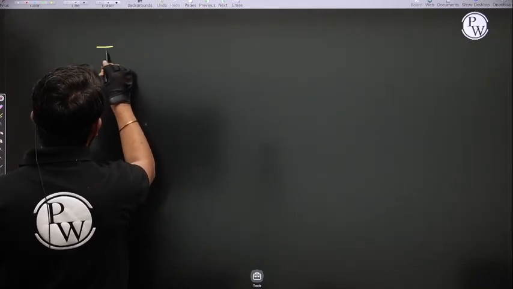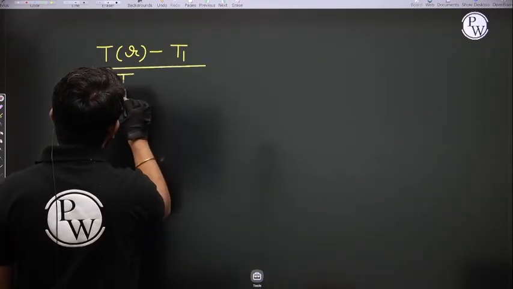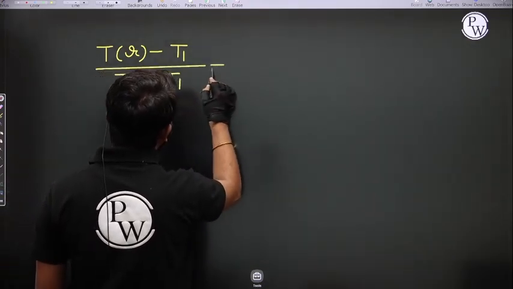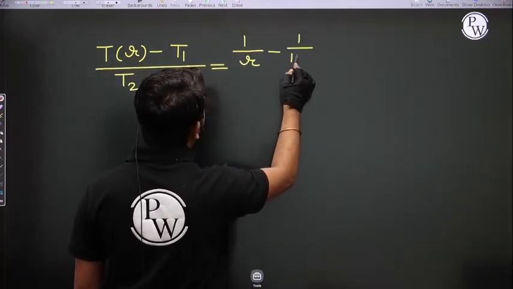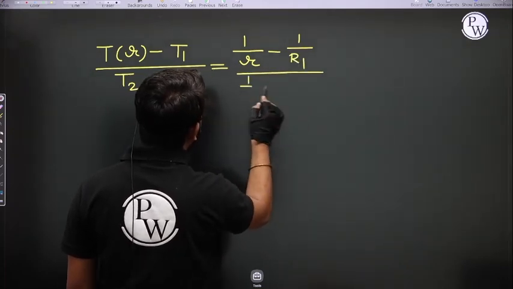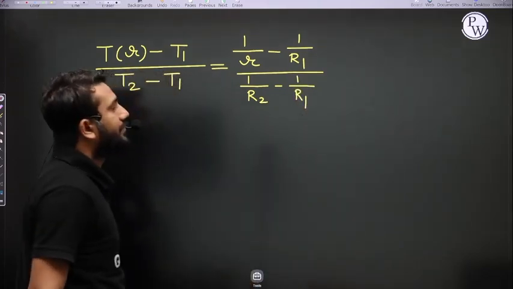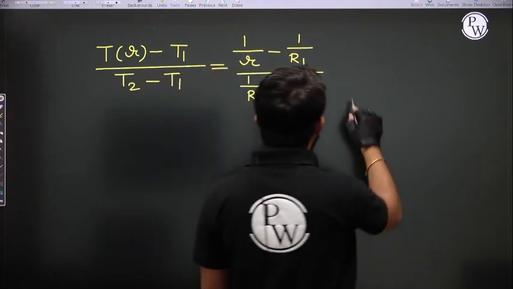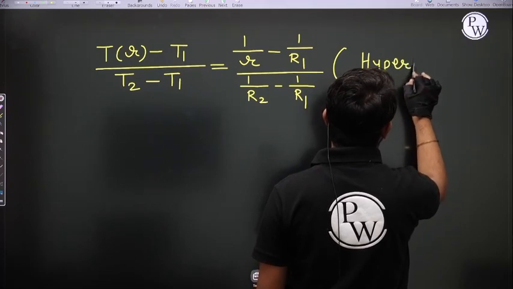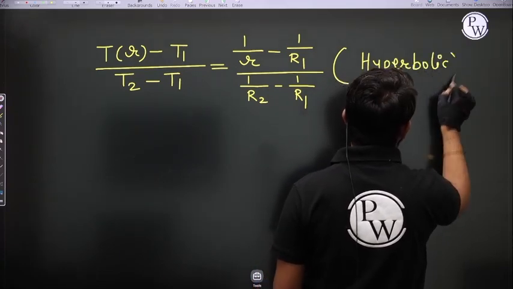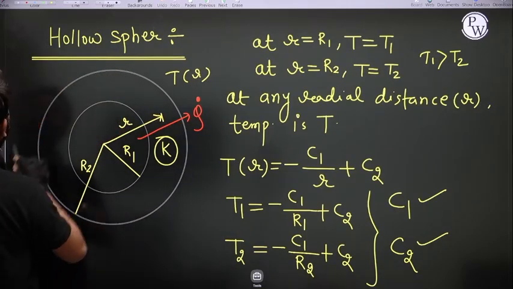So after finding C1 and C2, what is the temperature variation with R? Ultimately you get this mathematical expression: T of R minus T1 divided by T2 minus T1 is equal to 1 by R minus 1 by R1 divided by 1 by R2 minus 1 by R1. From here it is clear that the temperature variation with R is hyperbolic.